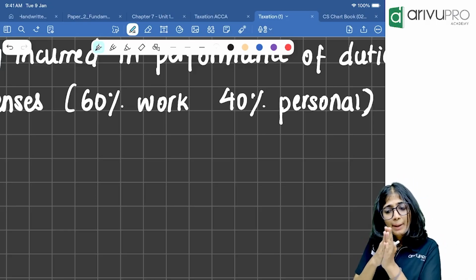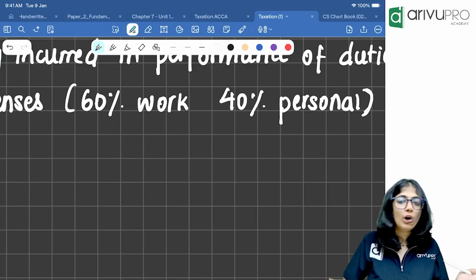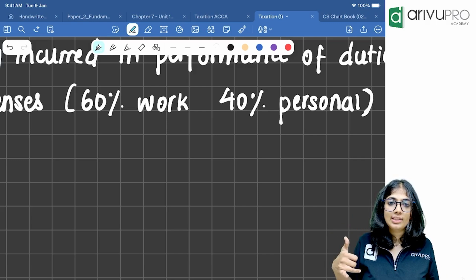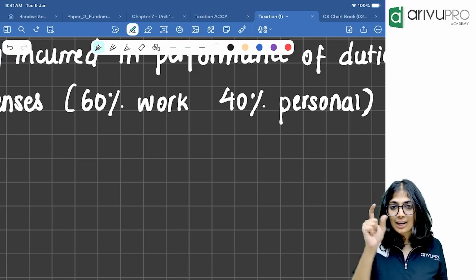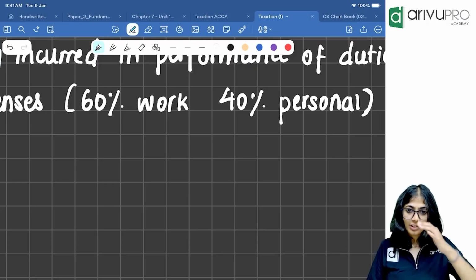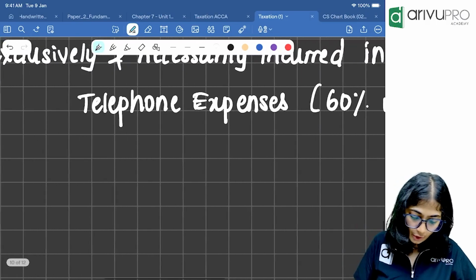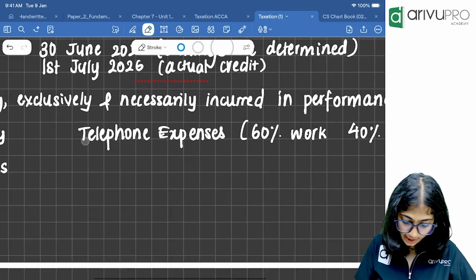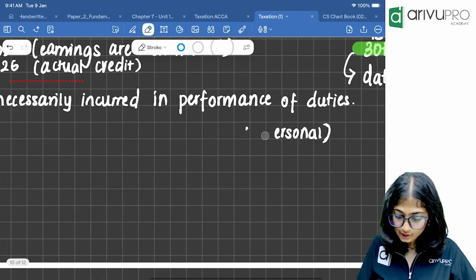Any part that you're using for personal use, whether you're calling your friend, you're calling your parents, talking for hours, that part of the expense is not deductible. That will not reduce it. So that is what you're talking about when you're thinking about wholly and exclusively.